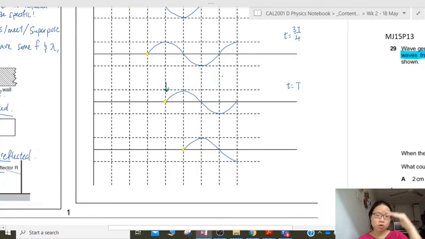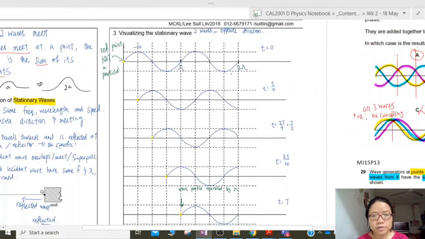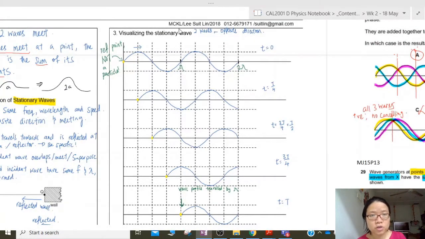So I'm just drawing in increments of every quarter cycle. All right, so the wave profile would have traveled by lambda. And of course the vibrator keeps vibrating. The wave source keeps producing waves, so we're going to have to complete the wave pattern.